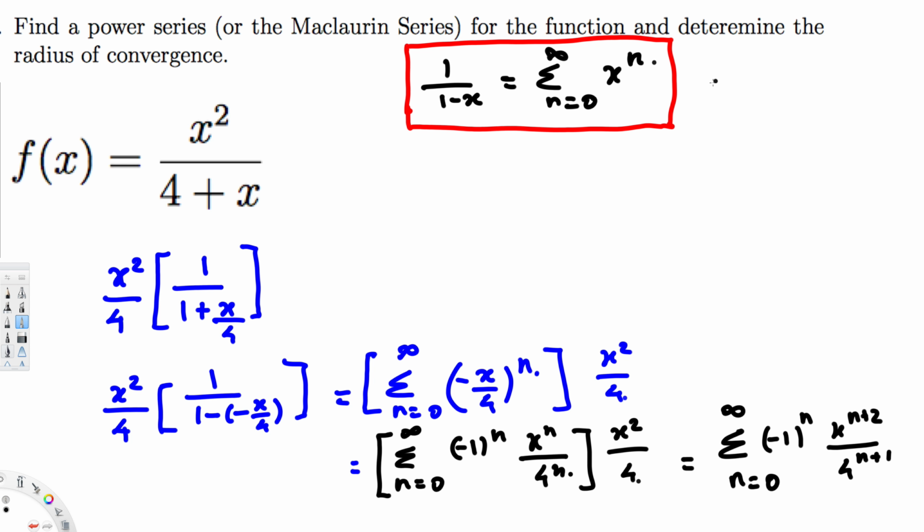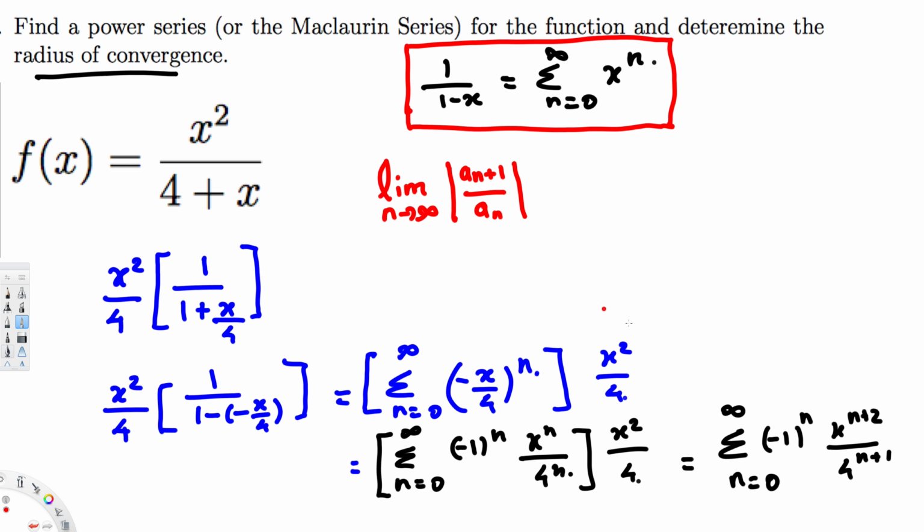Now this is the first question. Now the second question is asking to find the radius of convergence. To find the radius of convergence, we have to take the ratio test. The general pattern of the ratio test is this: limit as n approaches infinity, and whatever function we have, wherever we have n, we have to add 1 to that, and then we divide this by the original function. Now let's do the same thing to this one.